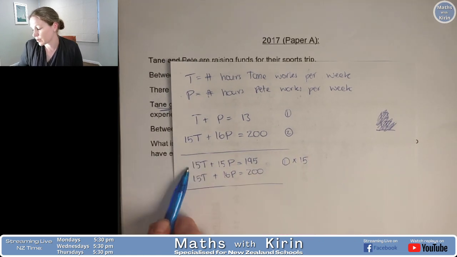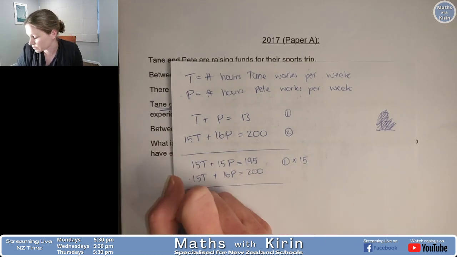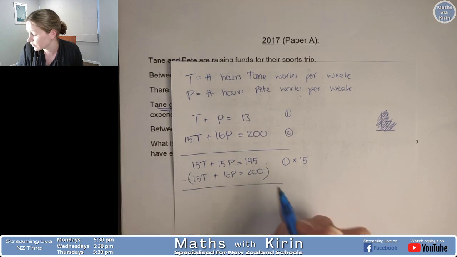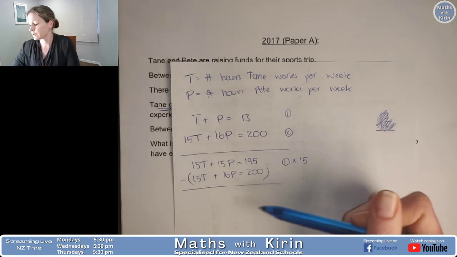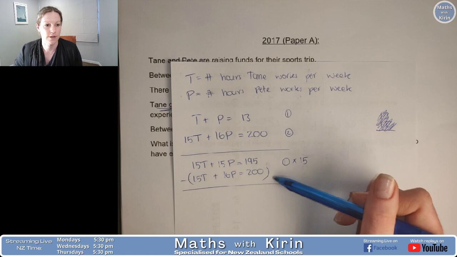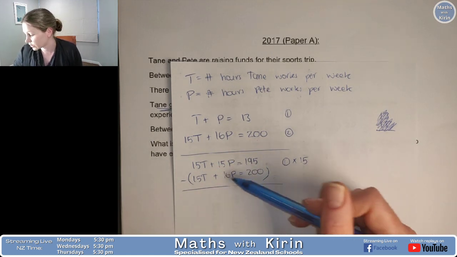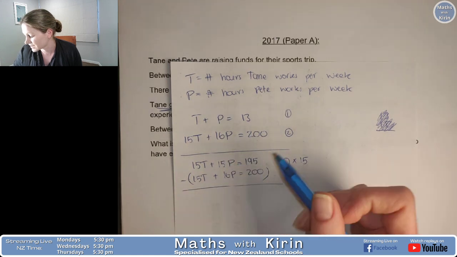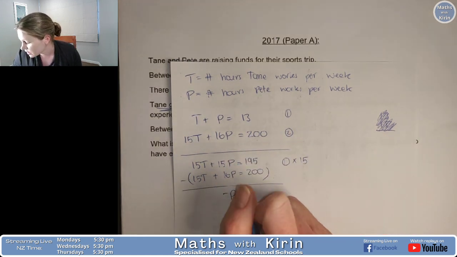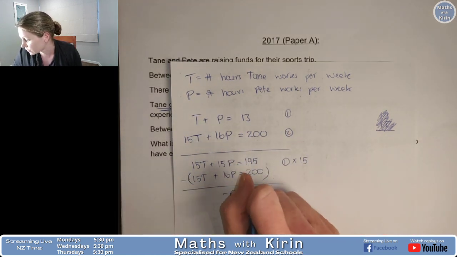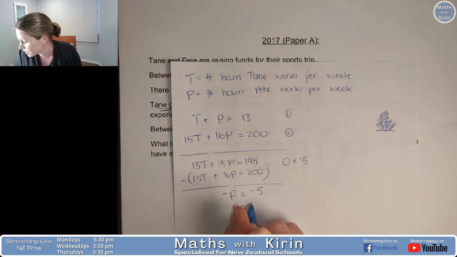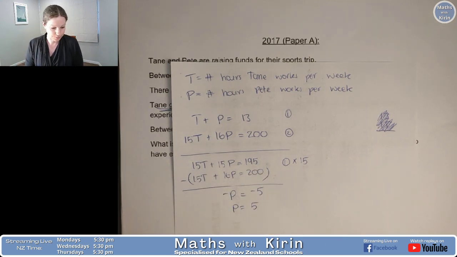Because we have positive 15 and positive 15, we're going to subtract our equations. And again, if you don't like having the negatives, write them the other way around so that this equation is on top. But if you're not fussed, then we can just carry on. So 15p minus 16p is negative p. Then 195 minus 200 is negative 5, which means p is positive 5.